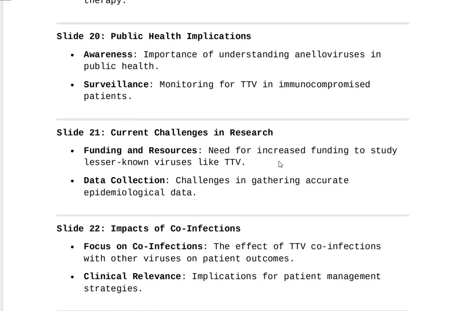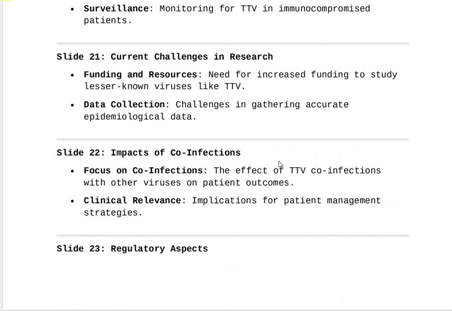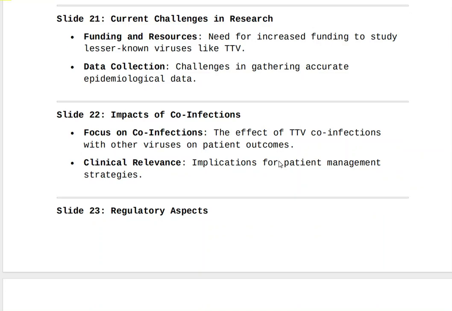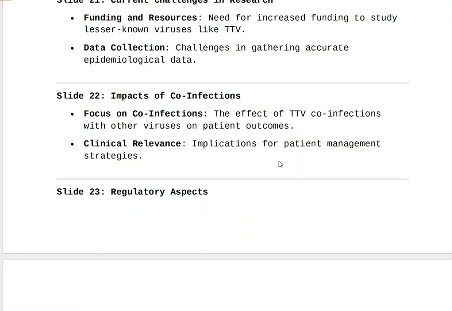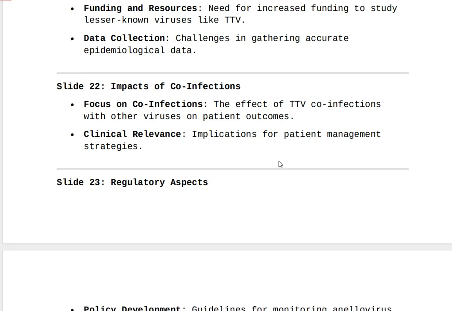infections in immunocompromised patients. Challenges: since this is not really a mainstream subject in research, people may not be interested in doing research about TTV. Data collection is challenging because we are not really familiar with TTV infection. It just coincides with hepatic disease.